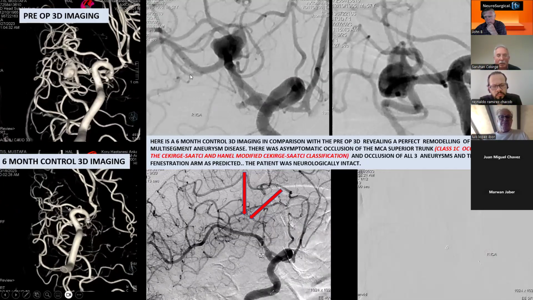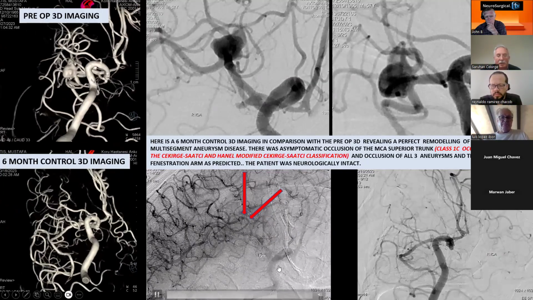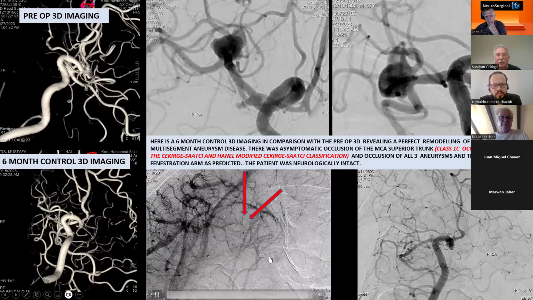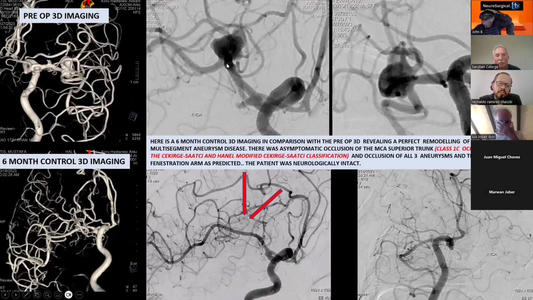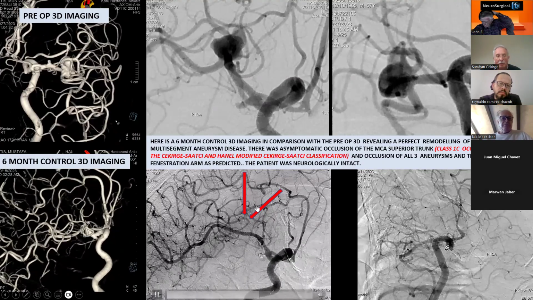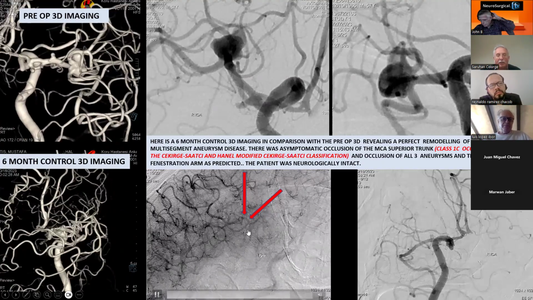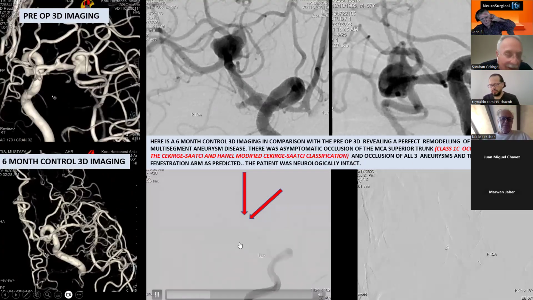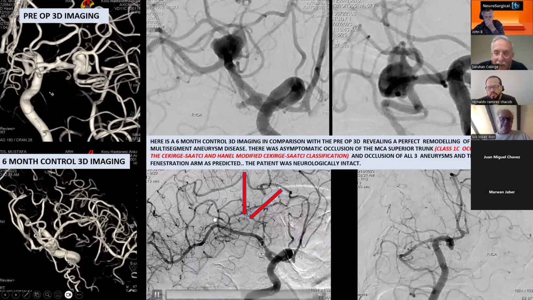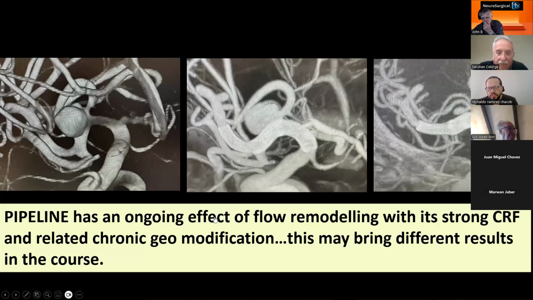You see that whole segment is completely changed. And the inferior arm of the fenestration is closed, and the superior trunk, which used to be coming off the aneurysm sac, now it's retrogradely filling. As you see, it's very fastly retrogradely filling. Again, this is a class 1C occlusion. Pipeline is an ongoing effect, but this may bring different results.